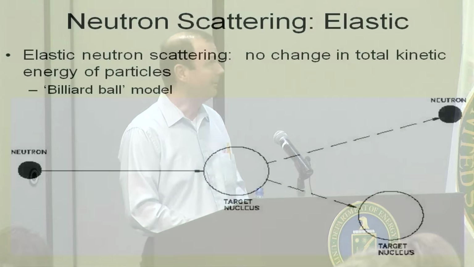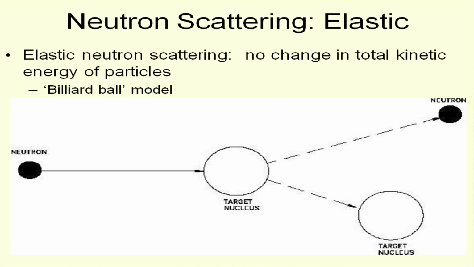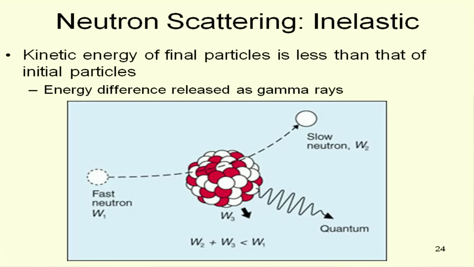Now I want to talk about a neutron interaction that doesn't result in any kind of a capture: scattering. And there are two kinds of scattering. There's elastic scattering. This is the billiard ball model, where you've got a neutron coming in with some energy. It hits a target nucleus, and the target nucleus goes one way, and the neutron goes another. But the incident energy of the neutron is conserved over here. In other words, the sum of these two energies is this incident neutron energy.